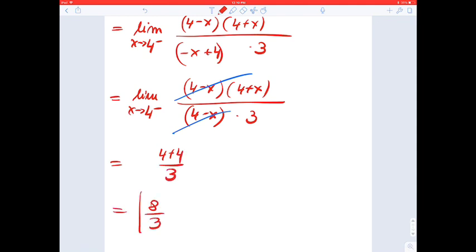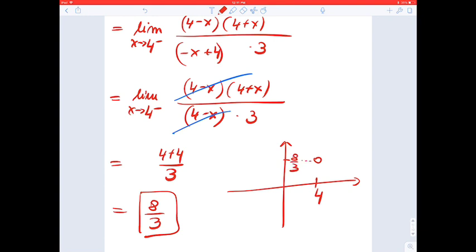The final answer will be 4 plus 4 over 3, which is 8 over 3, just by direct substitution. Let's finalize: at 4 from the left, the limit will be 8 over 3. As for the function, I don't know, it's a rational function, maybe it will be like that, maybe different, because I didn't check other things. Make sure that you're confident with all of the limits and you will be good in calculus.